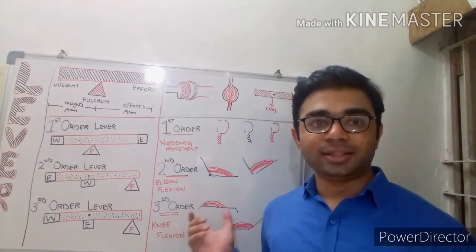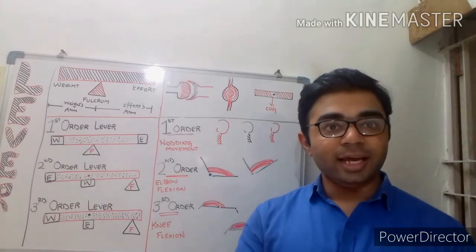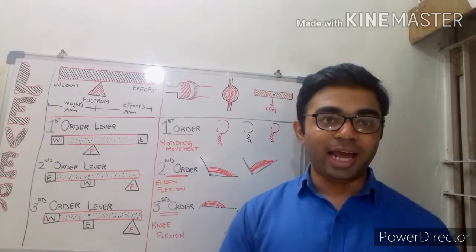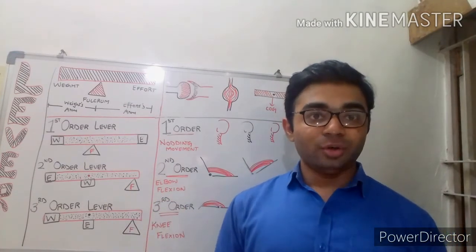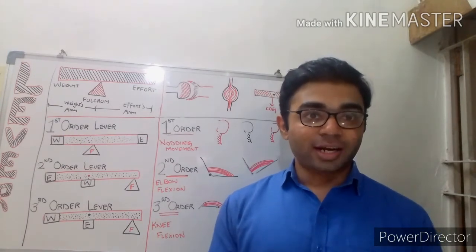So as you can see in this diagram, as the hamstring group of muscles contracts, it pulls the leg and foot segment towards the proximal portion, and in the second order lever, the elbow flexion movement. So I hope these three examples in the human body are clear to you.